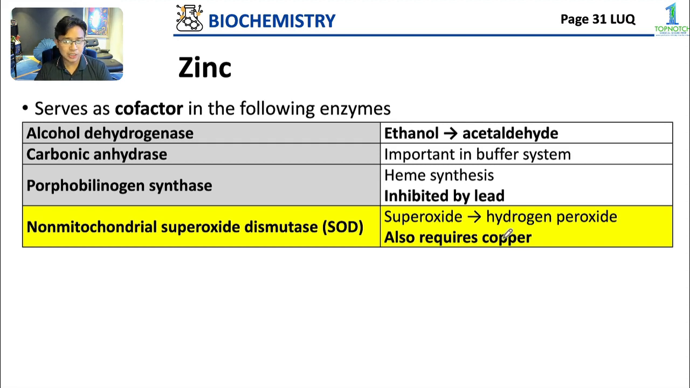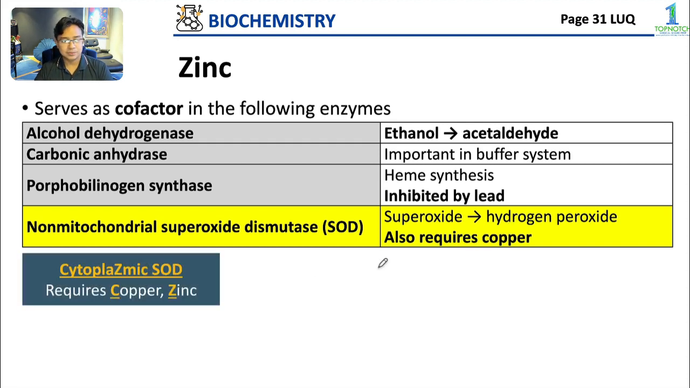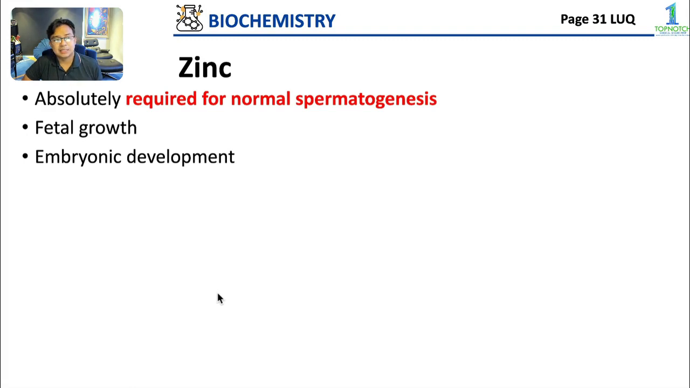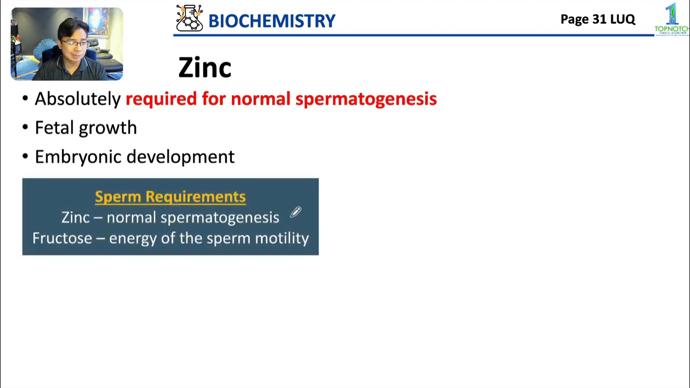Of course, one of them is your cytoplasmic SOD, copper and zinc. And it can form your different structural functions. You can form zinc fingers, can maintain the insulin hormone structure. And also for fetal growth and development. Kailangan din siya. And it is also required for normal spermatogenesis. Now, take note guys of the different sperm requirements. Zinc for normal spermatogenesis, and fructose is the energy for sperm motility.